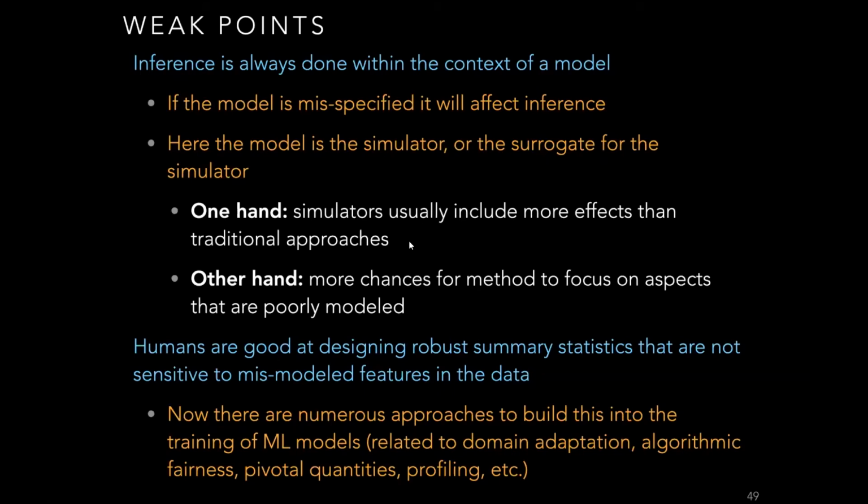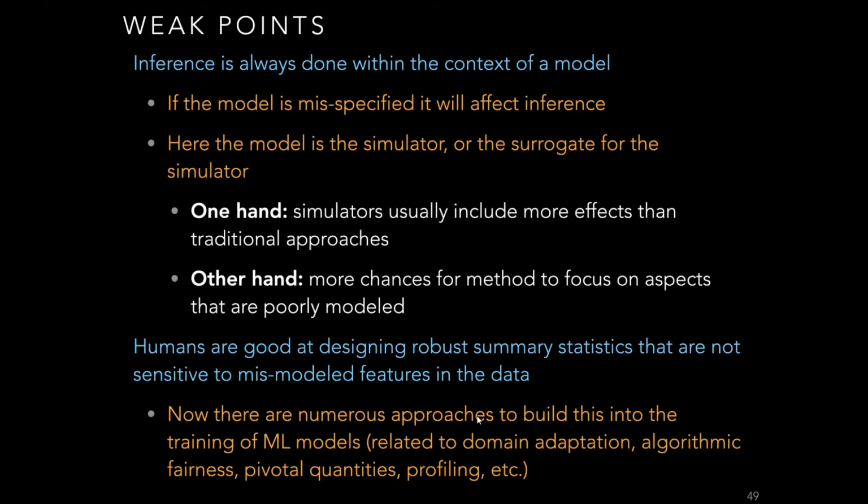On one hand, you might say that the simulators are the most accurate statistical models we have, so we should use them. On the other hand, it's reasonable to be skeptical that, as you model more and more details, you have more chances for these methods to focus on something that's poorly modeled. So we need to be responsible scientists when we use this stuff. And also there's the point that humans are pretty good at designing robust summary statistics so that we don't focus too much on these irrelevant details. And for machine learning, that can be hard.